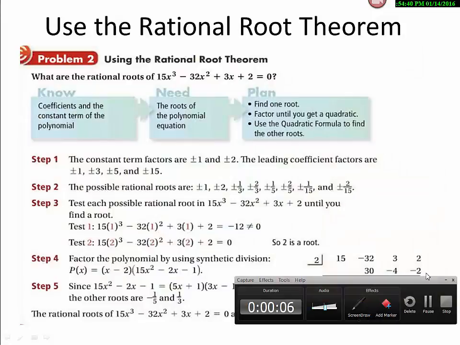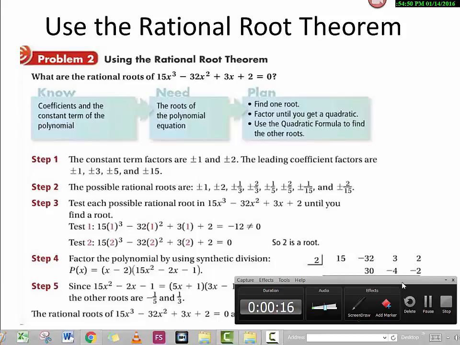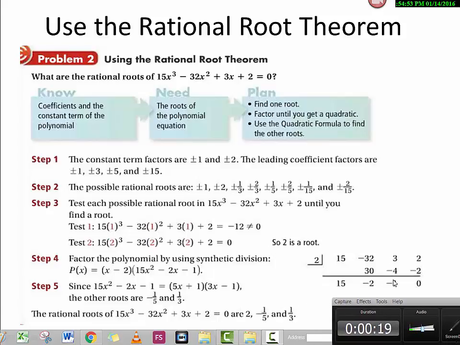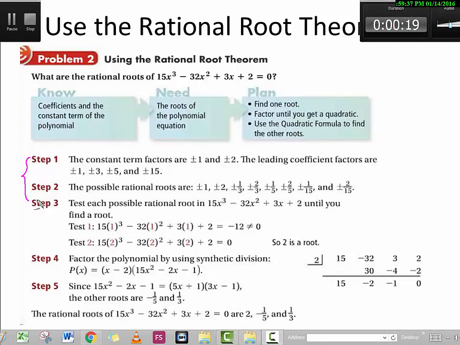In the last PowerPoint, I showed you how to use the rational root theorem to find the very first root. But it's not done yet because we didn't really solve the whole equation. And this example is going to show you how to do the rest of the whole thing. I explained the first 3 steps in the last PowerPoint slide already, but let me do a quick recap. We are basically using the factors of the constant term over the factors of the leading coefficient. So that's how you come up with all the possible rational roots on this list.